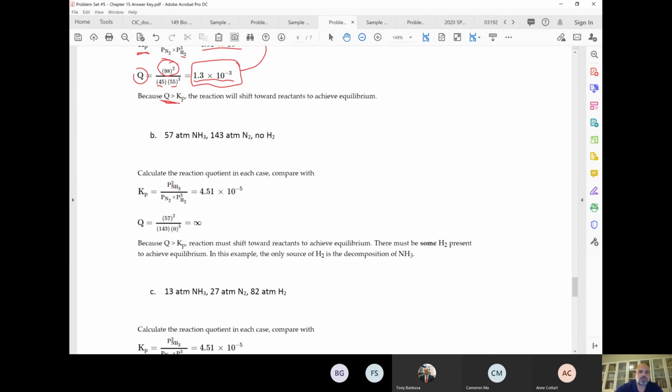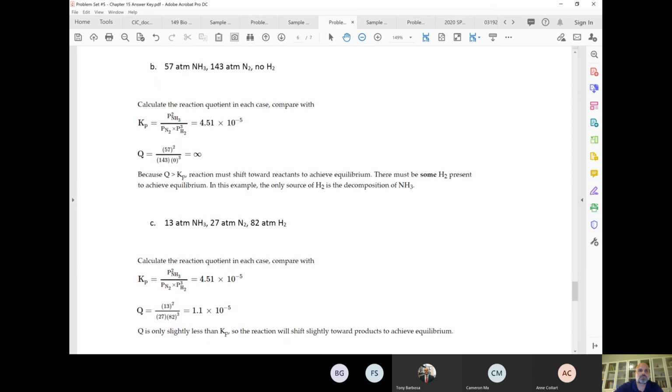The next one, we do the exact same thing, right? So we're just plugging everything in one more time. This time, though, the one difference is that we have no hydrogen. In this case, you're basically heading towards infinity, because if you don't have any hydrogen, then your Q is going to be, again, much greater than the Kp. So in order to achieve equilibrium, you're going to have to shift towards the reactants again, because essentially there must be some hydrogen present to achieve this equilibrium, right?